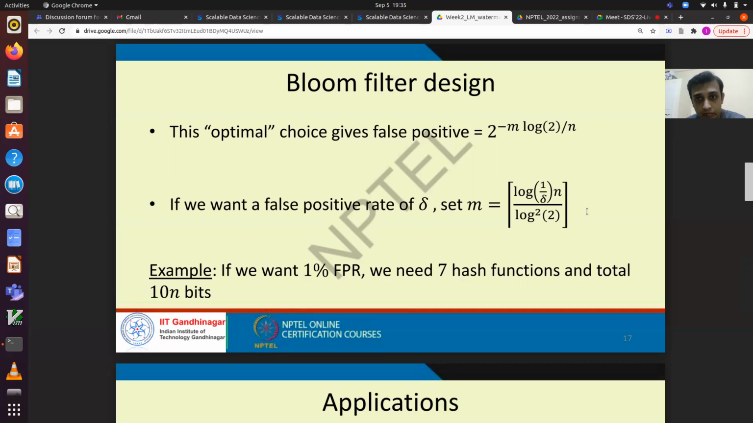Understood, sir. But can I ask you one thing? The way they have said that if we want a 1% false positive rate, we need 7 hash functions and 10 inputs. Where have they explained this? Okay, sir, this is an example. But the professor has not explained this step by step. This is the formula and that's it.